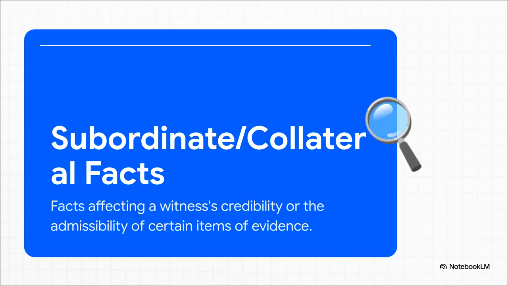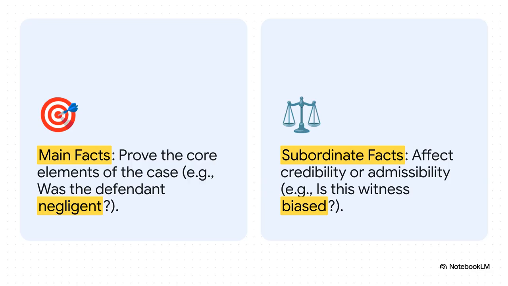They don't prove negligence, no, but man, they can be just as important. They can show a key witness is biased. They can get a crucial piece of your opponent's evidence thrown out entirely. They're the gatekeepers of what the court gets to see and believe. And this comparison here really lays it all out. Main facts, that's about proving the core elements of the case, like was the defendant negligent? Subordinate facts, that's about credibility and admissibility, like is this witness biased? One is about winning the war. The other is about controlling the battlefield. And trust me, if you get this right, a single sharp cross-examination on a collateral issue like bias can completely dismantle your opponent's entire case.